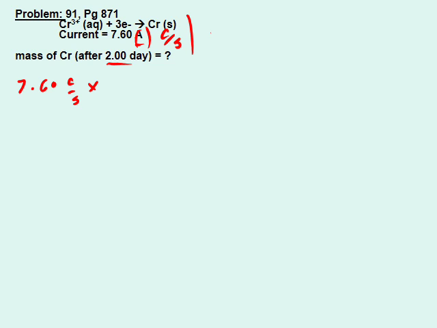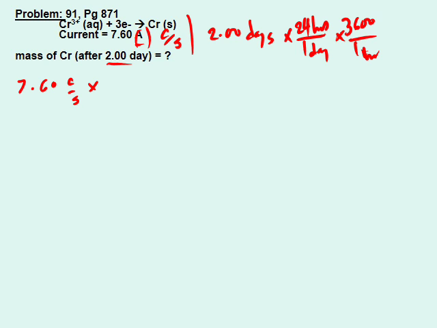Let's find out how many seconds are in 2 days. So let's write down 2.00 days, 1 day, 24 hours. So 1 day has 24 hours, and 1 hour has 3600 seconds. So that gives me 1.73 times 10 to the power 5 seconds.